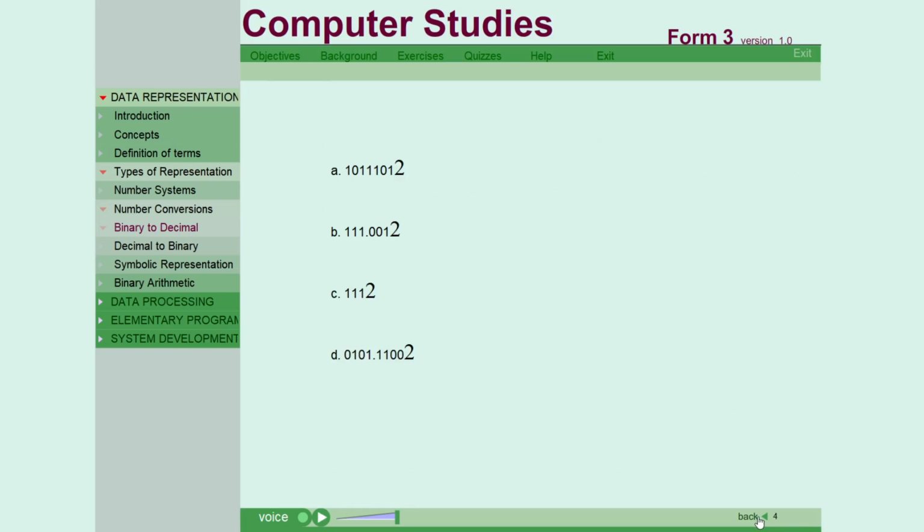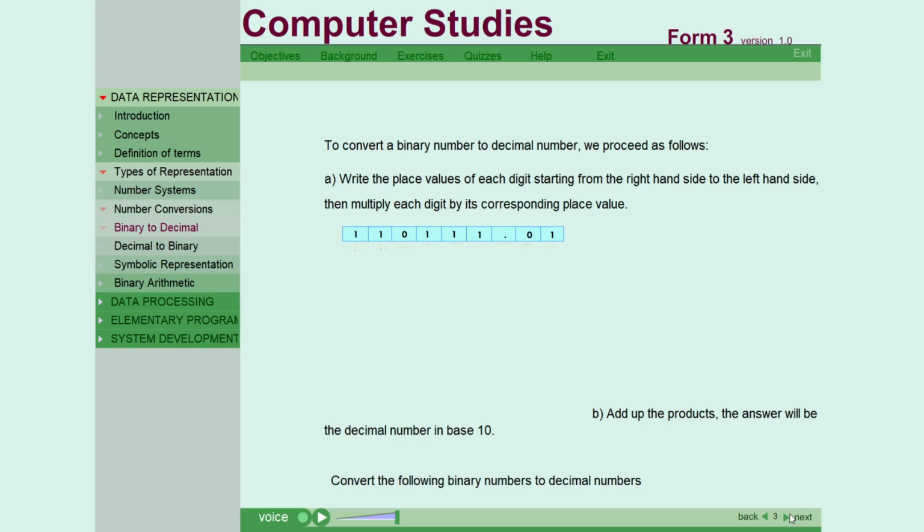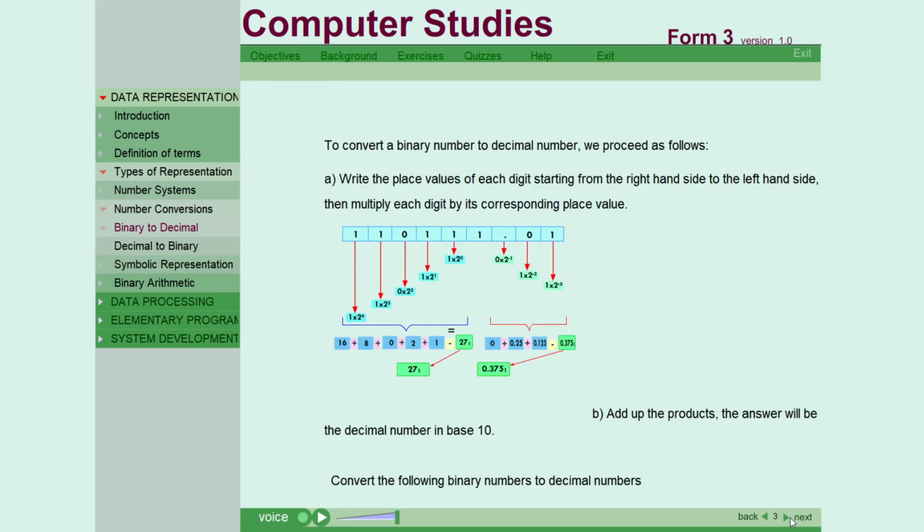Convert the following binary number. To convert a binary number to a decimal number, we proceed as follows. Write the place values of each digit starting from the right-hand side to the left-hand side. Then multiply each digit by its corresponding place value. Add up the products. The answer will be the decimal number in base 10.